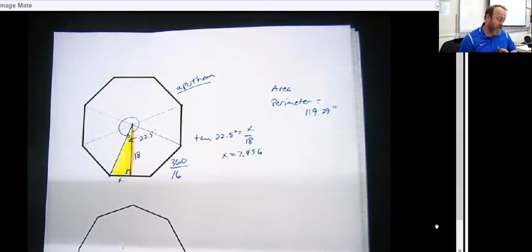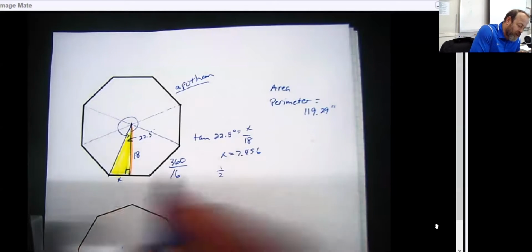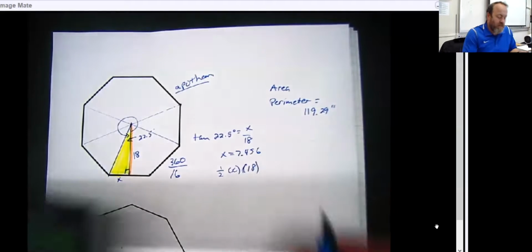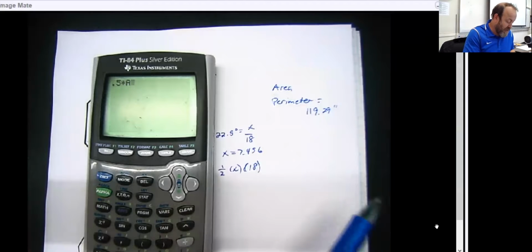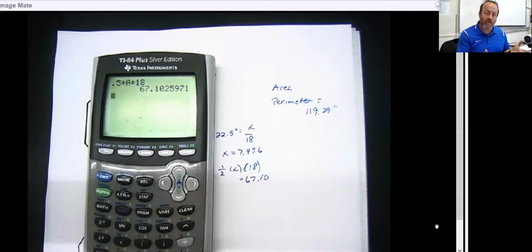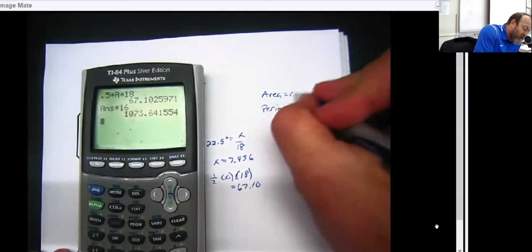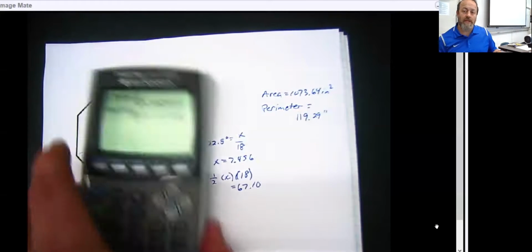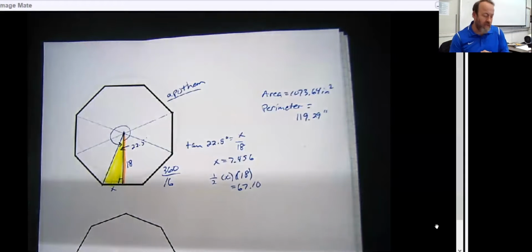Now, as far as the area goes, in this case the area would be pretty nice, because it'd be 1/2 the base, which is x, times the height, which is 18. So again, 1/2 times A, which I stored, times 18. This would be the area of that little triangle. But of course, I would need to multiply that by 16 to turn that into the area of the entire figure. And you should not be super surprised that we get very large numbers, because in area you're multiplying lots of things together, so it becomes a fairly substantial sized value.